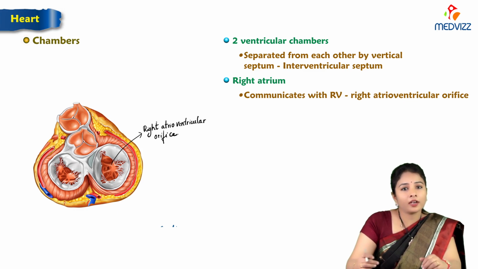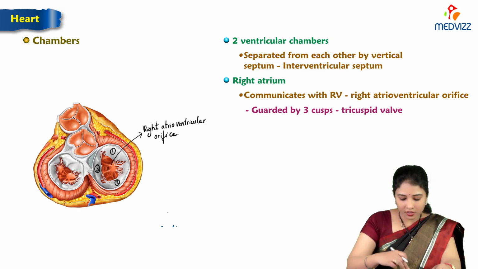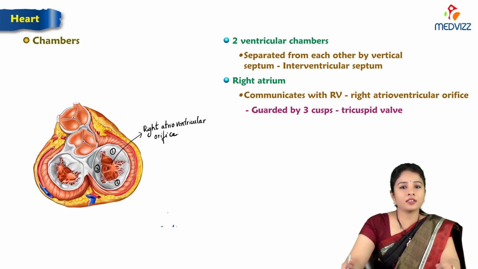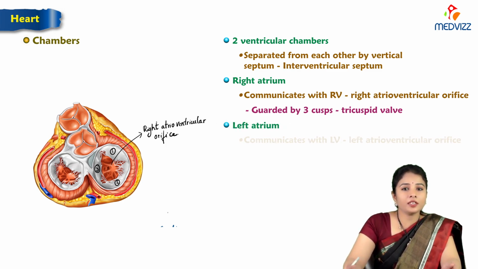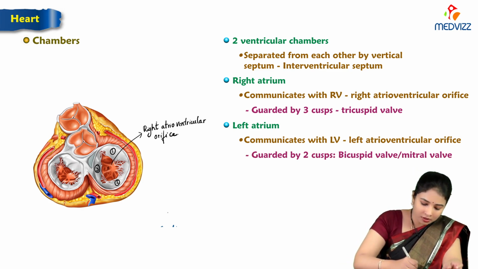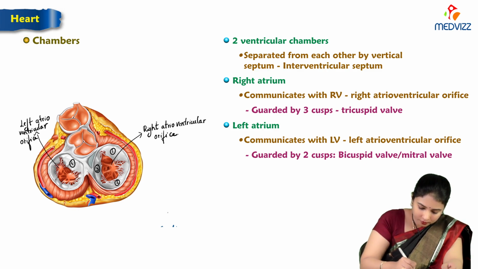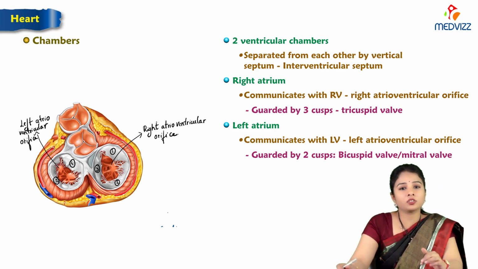This right atrioventricular orifice is guarded by 3 cusps. You can see 1, 2 and 3. So it is guarded by the 3 cusps, and it is called the tricuspid valve. The left atrium communicates with the left ventricle through the left atrioventricular orifice, which is guarded by 2 cusps. So it is called the bicuspid valve or mitral valve.